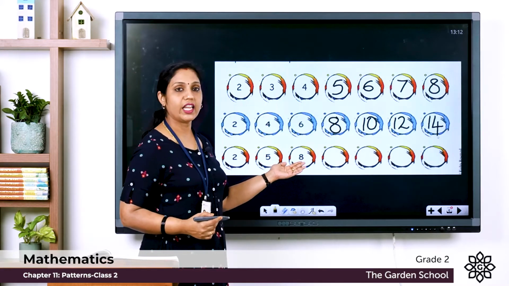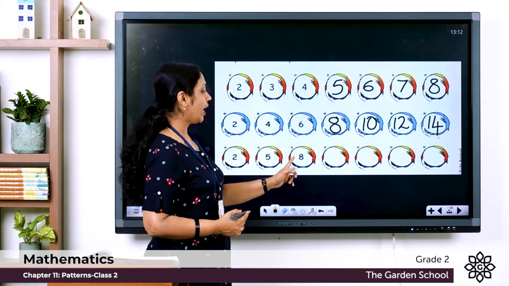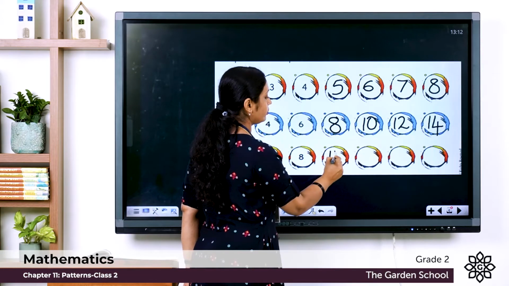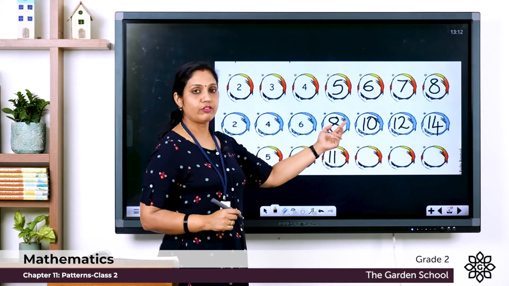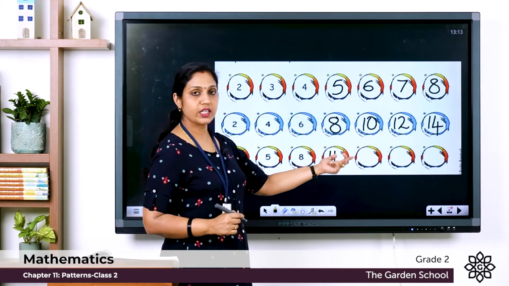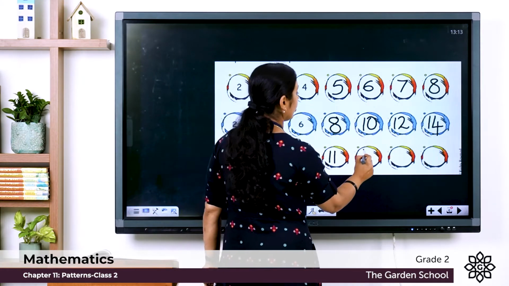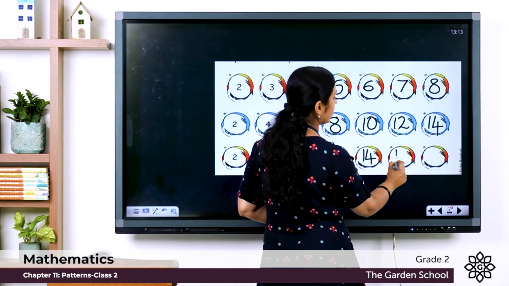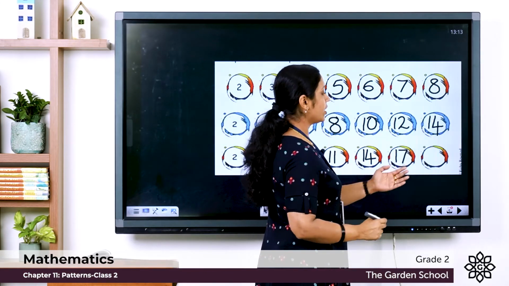With this 8, again we have to add 3. So 8 plus 3 is 11. That we have to write here. With this 11, we have to add 3. 11 plus 3 is equal to 14. 14 plus 3, 17. And 17 plus 3 is 20.